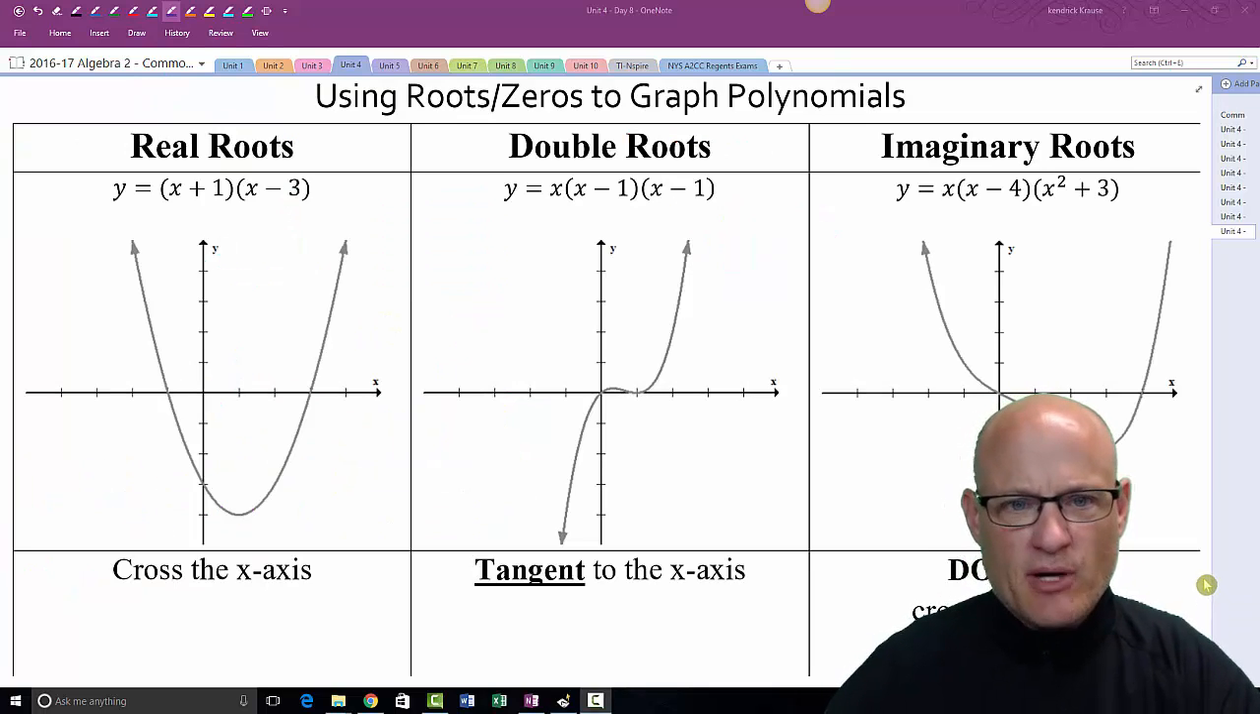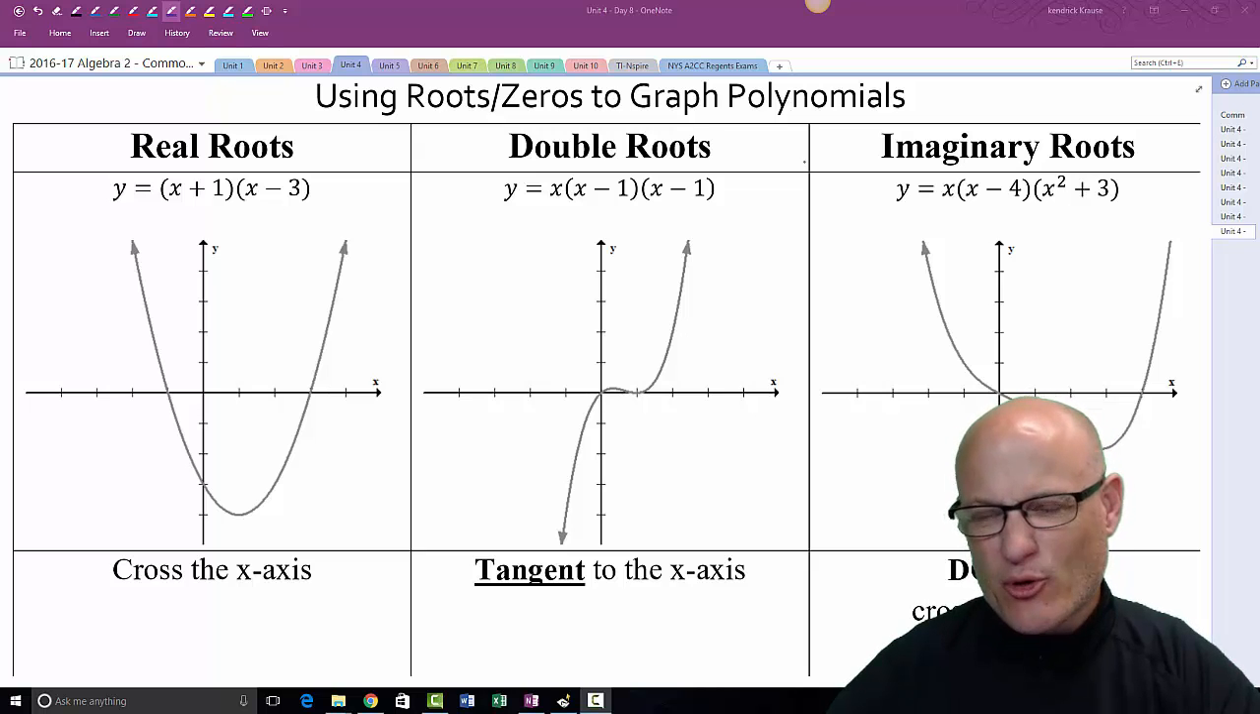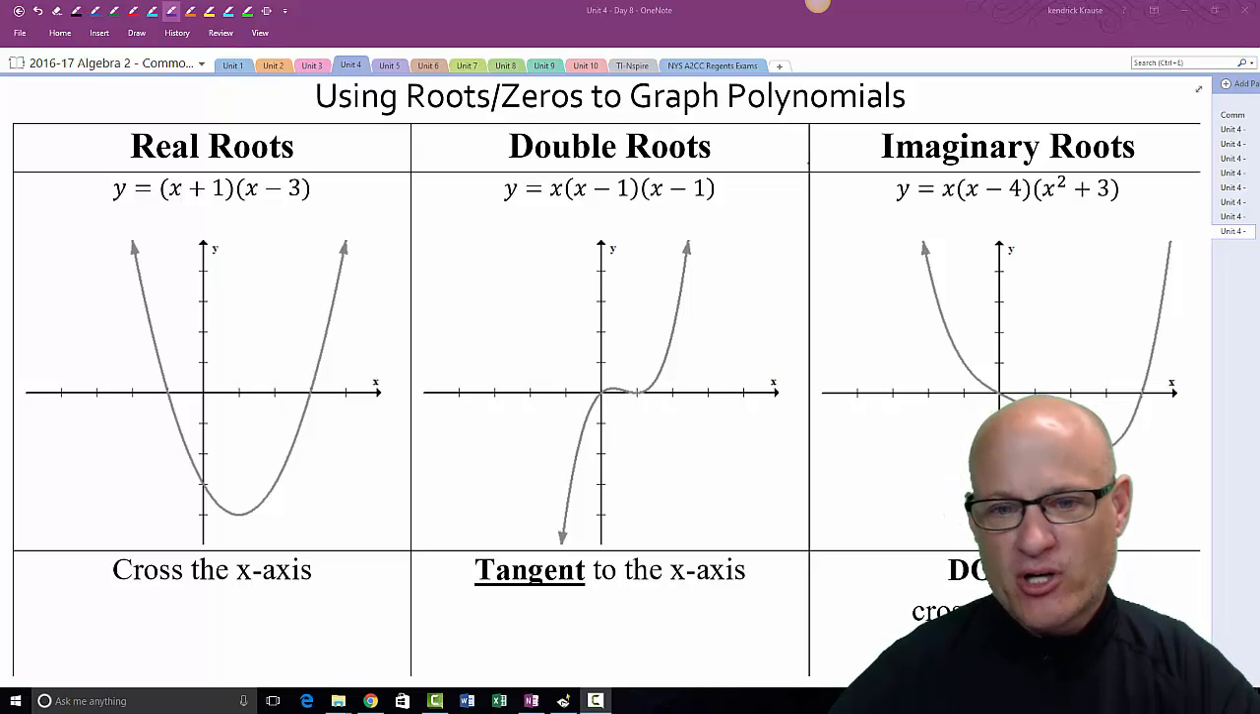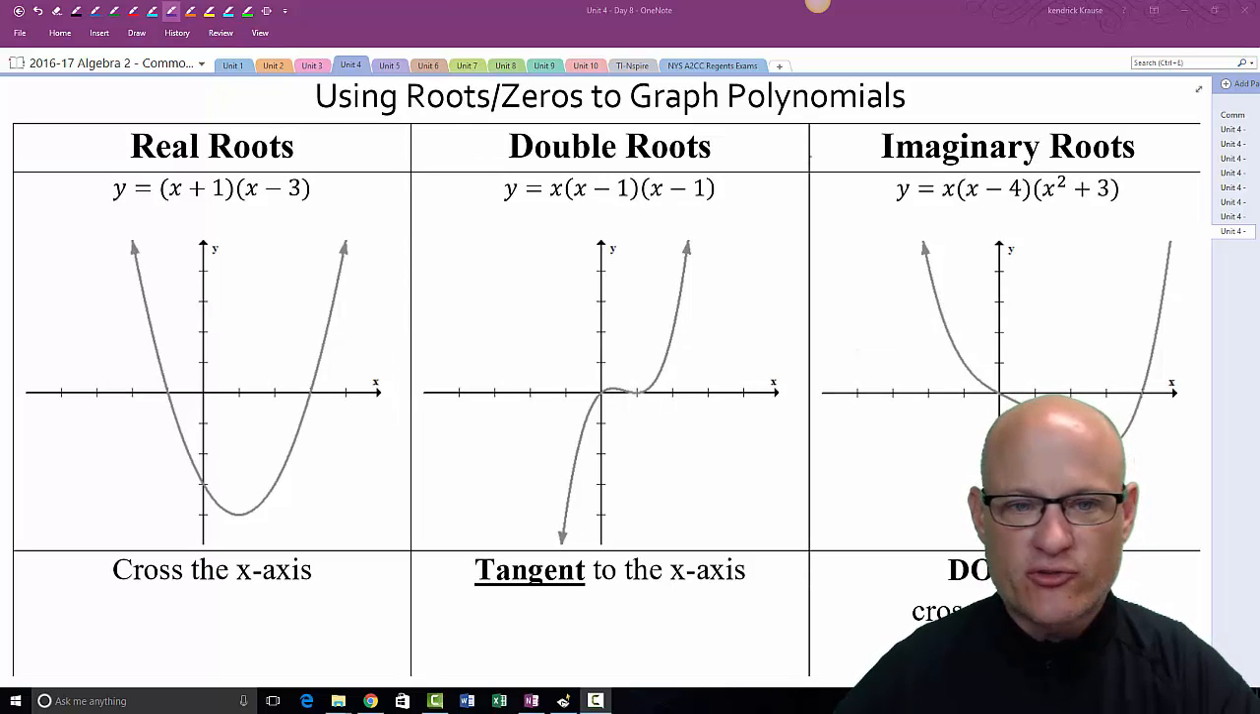Okay, let's see what we're talking about. Using roots or zeros to graph polynomials. And really what I want you to be able to do is sketch a polynomial, understand the behavior of the polynomial. And we can use zeros to understand that.